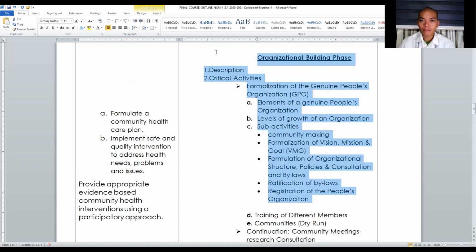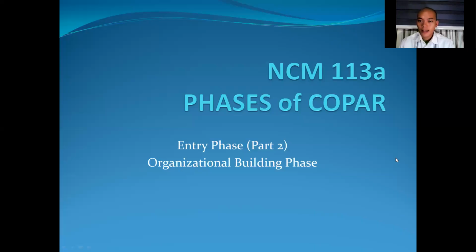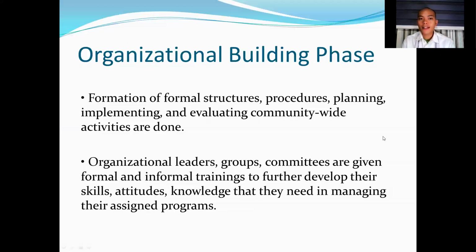Okay, so let's go back to the slides. Phases of COPAR. Second phase is the entry phase, and part 2 of the entry phase is the organizational building. The organizational building phase. What is this? This is the formation of formal structures, procedures, planning, implementing, and evaluating community-wide activities are done. So this is what is done in the organizational building phase.